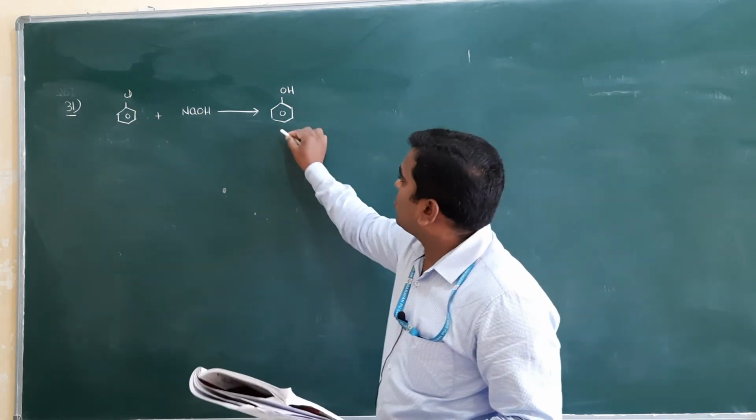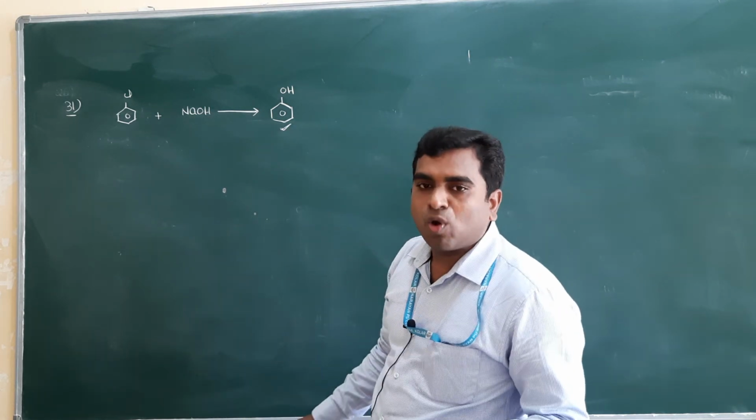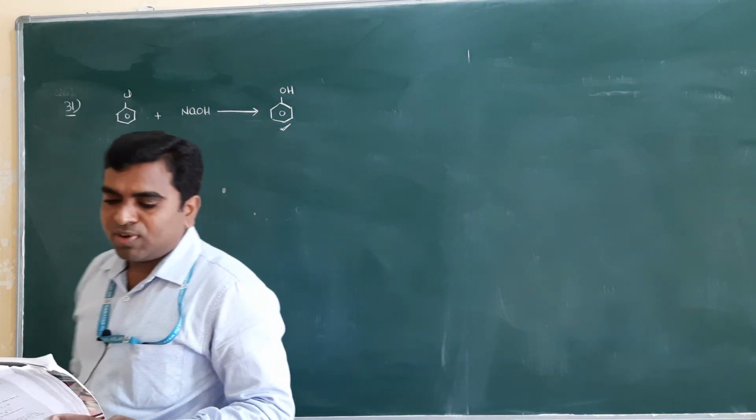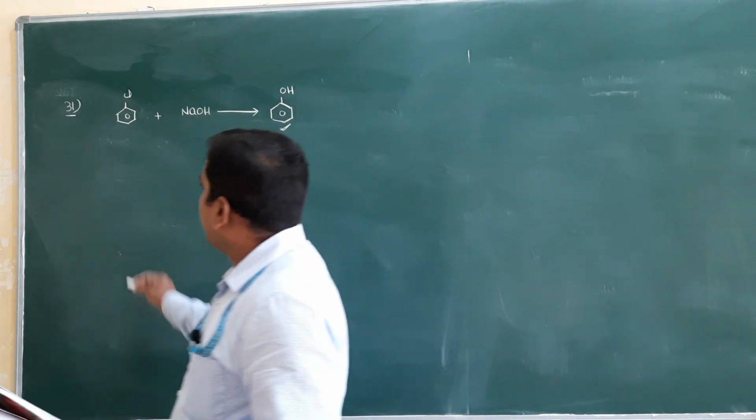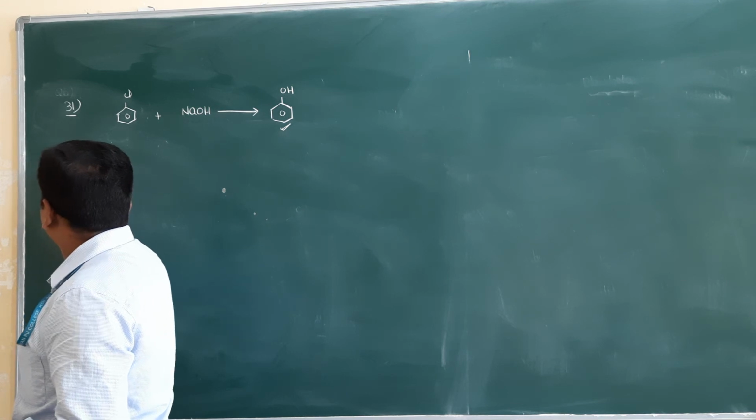Clear? So what compound will you get here? Phenol. Sodium phenoxide you will get. Further hydrolysis, which one will you get here? Phenol. So option 3 is the correct one. Clear? Next one, 32. Question number 32.